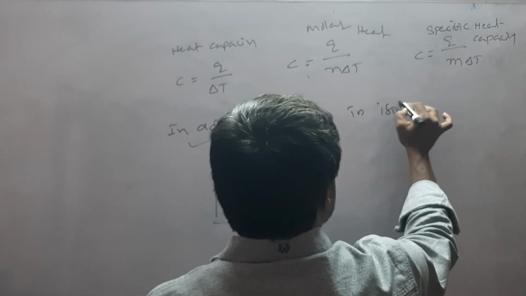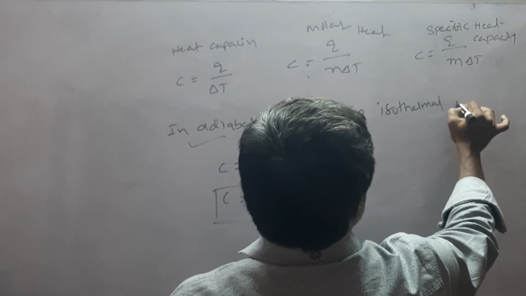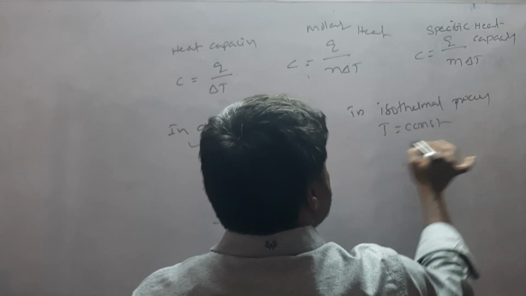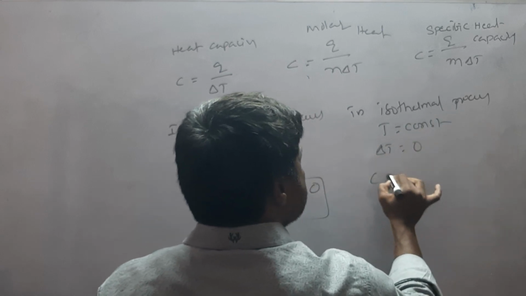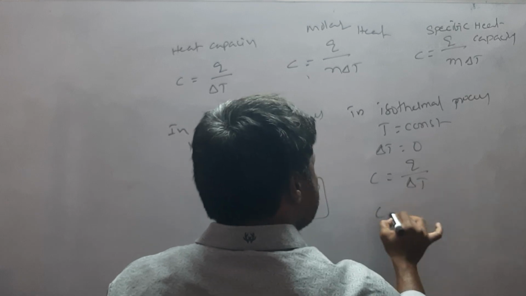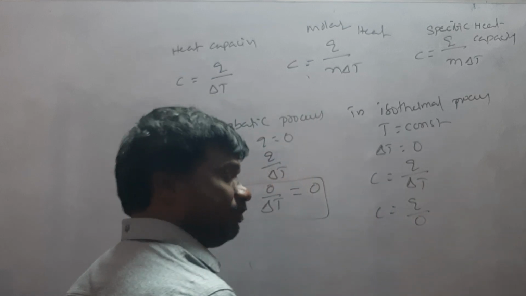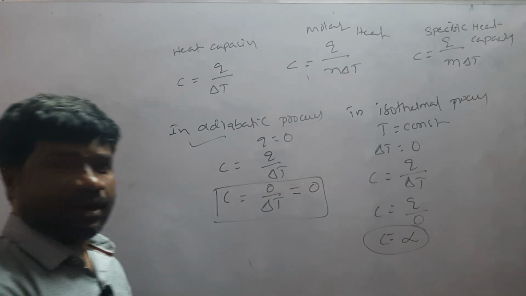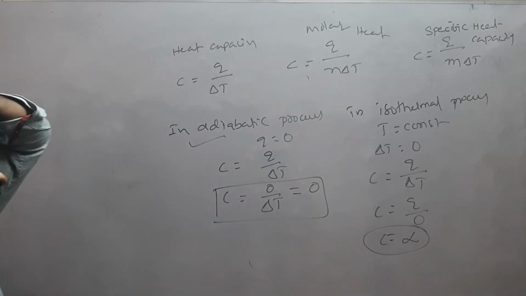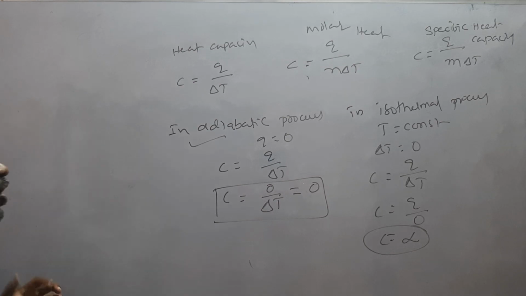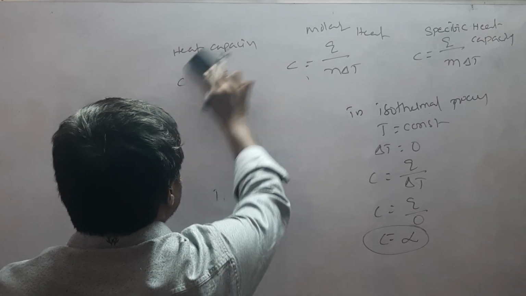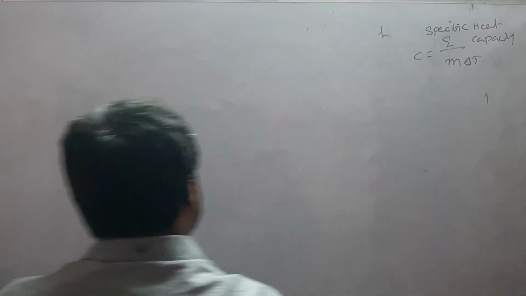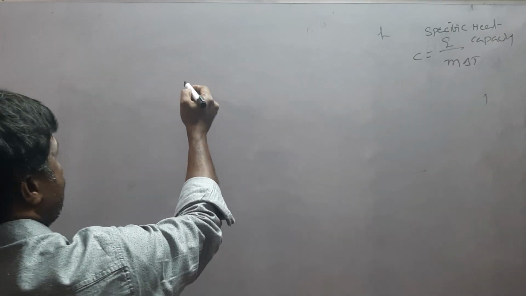In an isothermal process, T equals constant, so delta T equals 0. C equals Q by delta T, so C equals Q by 0. Something by 0 is infinity. So in this case also we cannot find the specific heat capacity. You can easily find it in an isobaric process or isochoric process.